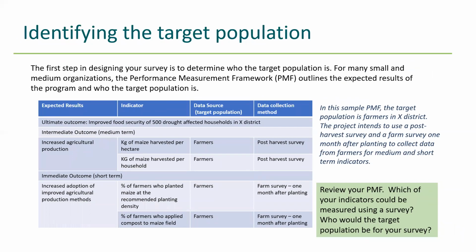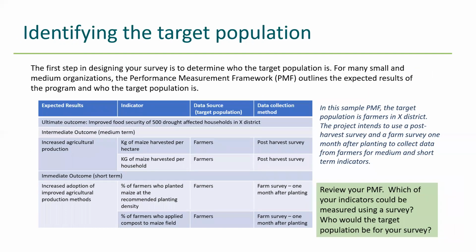The first step in designing your survey is to determine who the target population is, which should be outlined in your Performance Measurement Framework, or PMF, that was developed for your project. In the sample PMF provided on this slide, the target population is identified in the column labeled Data Source and is farmers in District X.